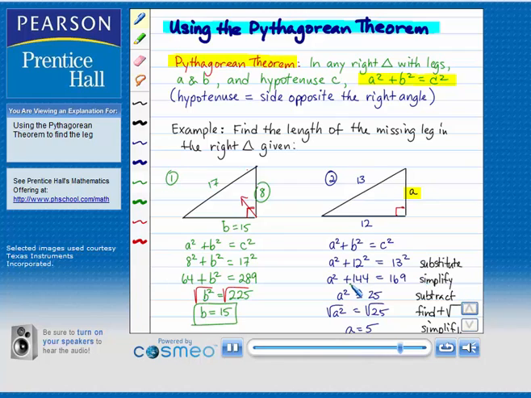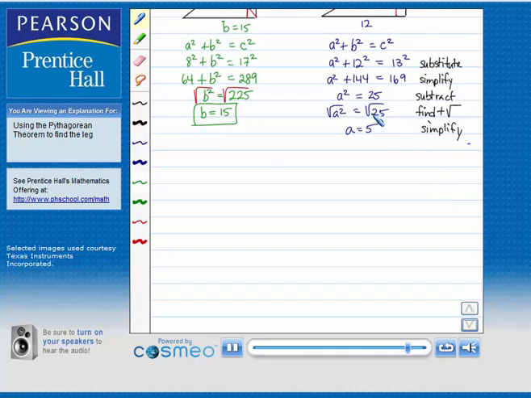Then I can subtract 144 from each side, and that leaves me on the left with A squared equals 25 on the right. Once I have the variable isolated, I can take the square root of each side. So the square root of A squared is A. The square root of 25 is 5. So A, the missing side, must be equal to 5.